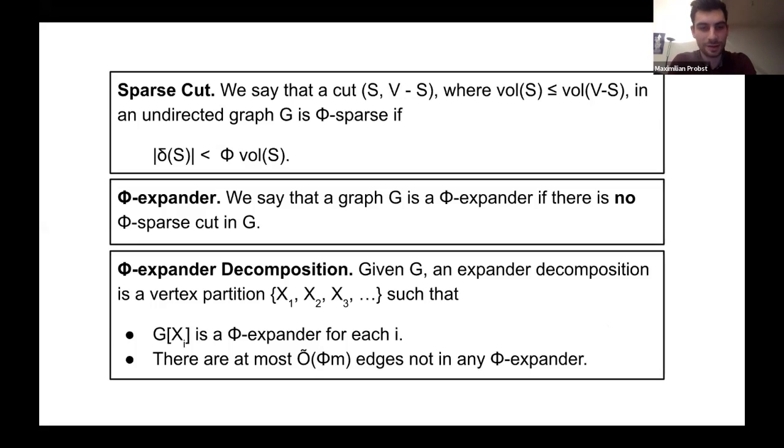And there's this celebrated result on expanders, the phi expander decomposition, that has been used a lot in the past. In particular, you can find a vertex partition of a graph G such that each of the vertex sets, if you take the induced graph with that vertex set, is a phi expander. And the edges that go between expanders are not included in any induced graph, and those are few. In particular, there are only phi m such edges.